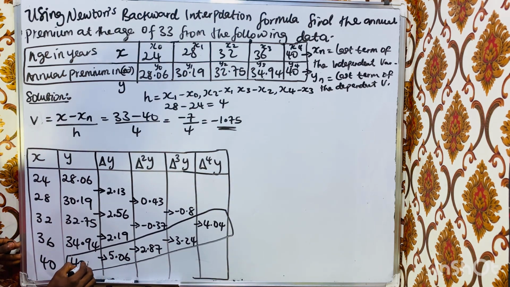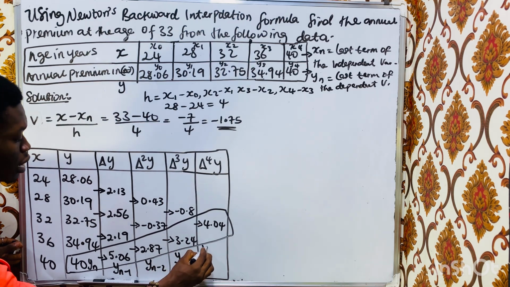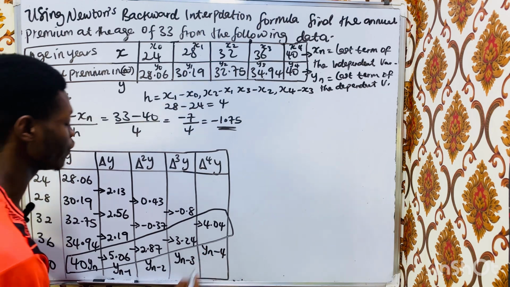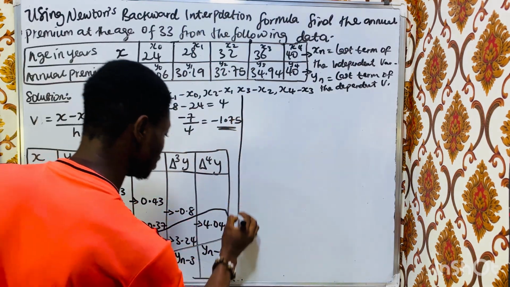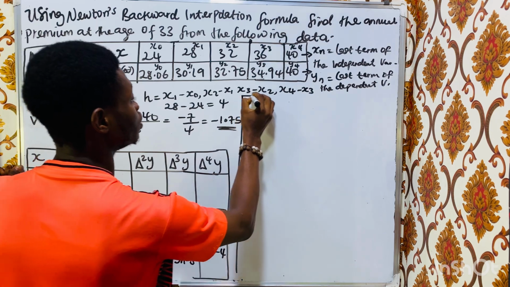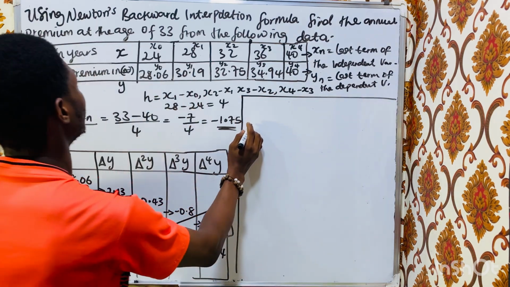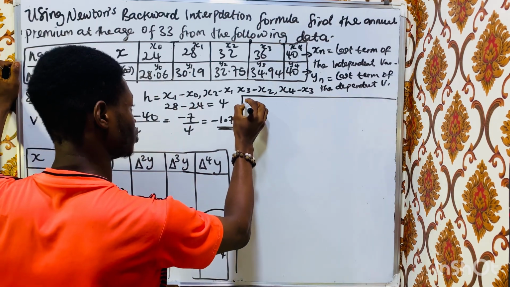So this one is what? Y sub n. So this one is y sub n minus 1, y sub n minus 2, y sub n minus 3, and y sub n minus 4. So these are the things we need. So let's state the formula. So the formula for backward interpolation is what?